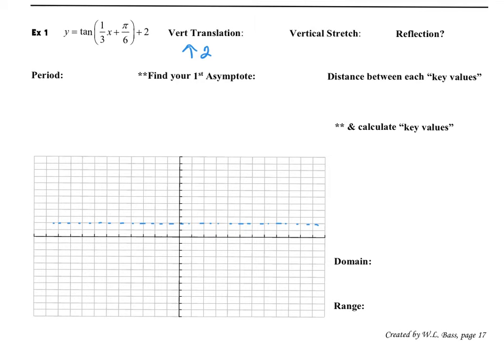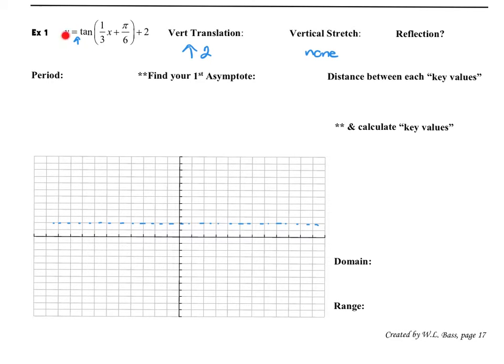Our vertical stretch is going to be how much it is going to be stretched. We don't call it an amplitude for a tangent graph or a cotangent graph like we do with our sine and cosine, but we find that vertical stretch value in the same place, and it's going to be right here in the very front. So since it's just a coefficient of 1, we can say that there is no vertical stretch on this one. There's also no reflection.